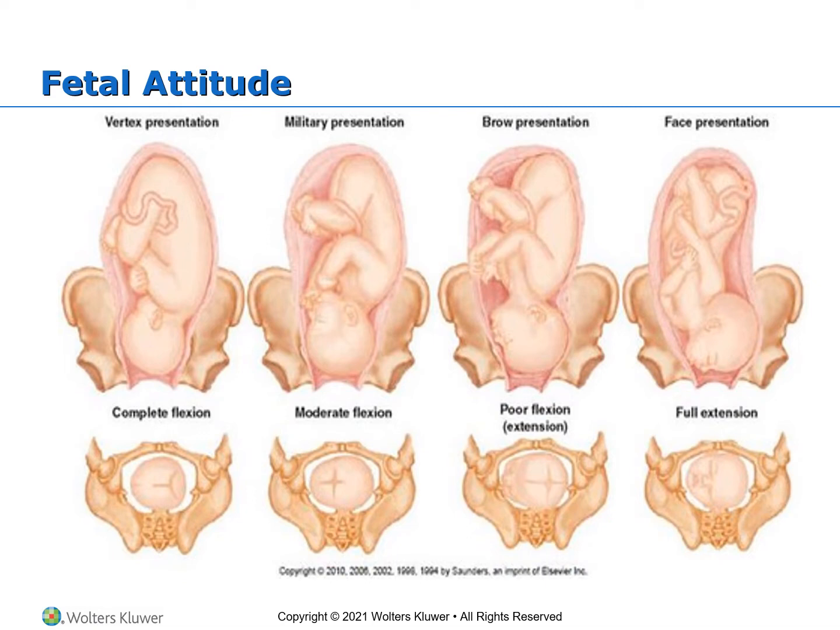So the vertex presentation is the head first, okay, cephalic. The military presentation, you can kind of see how that chin is, right? So you want that baby to be flexed. You want it to be just wrapped up in each other with that head up against the chest. But with military presentation and brow presentation and face presentation, it's very, very hard for that baby to get through that maternal pelvis and do all the things that it's supposed to do, turning, descending, and rotating.